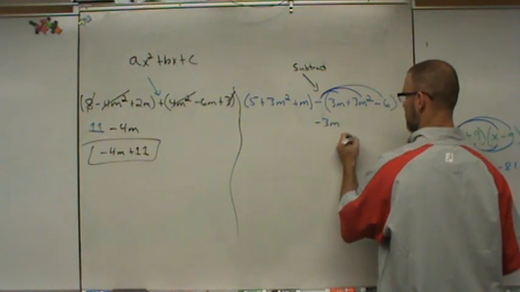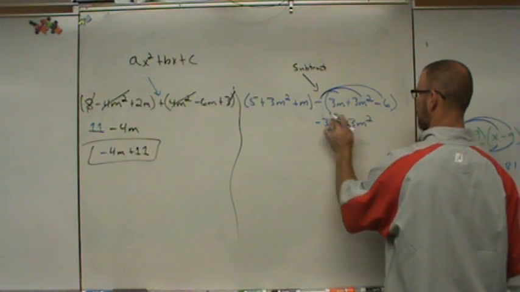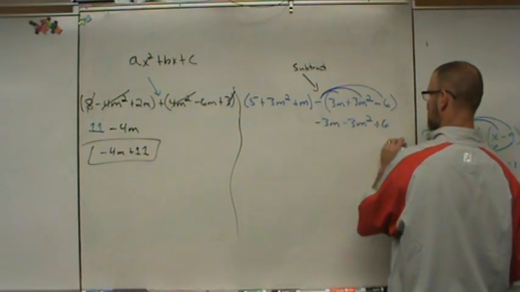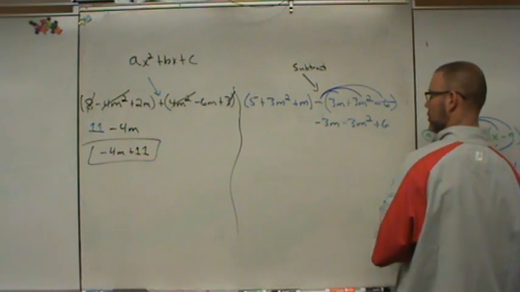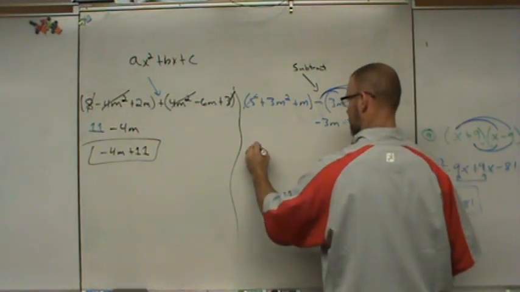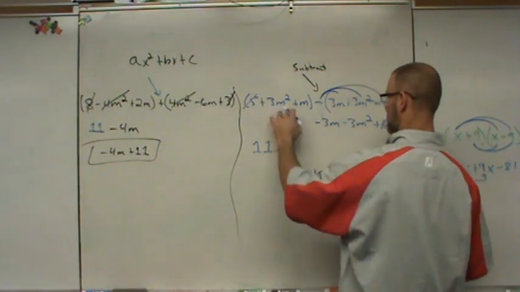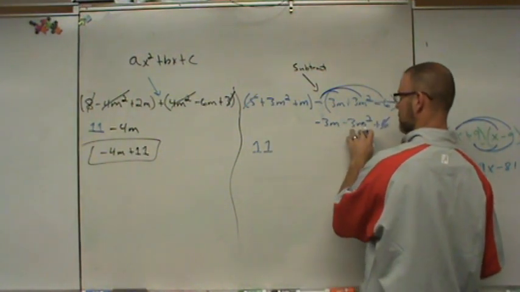So minus 3m squared plus 6. That's what this becomes. I no longer use this anymore. 5 plus 6 is 11. So there I've used my 11, my constants. Plus 3m minus 3m squared.